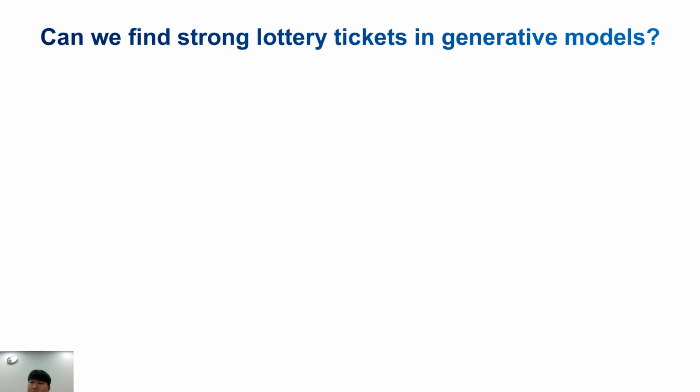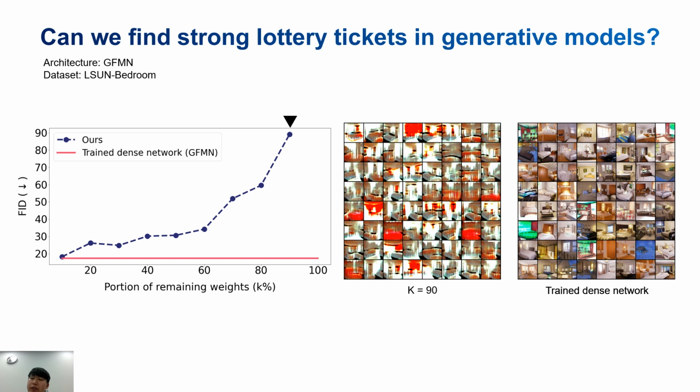From now on, I would like to talk about our experimental results. Our first experiment is a very simple and fundamental question. Can we find strong authority tickets in generative models? To find the meaningful subnetwork, we test the performance of the subnetwork by changing the remaining weight k. When most of the random weights remain, the subnetwork shows poor performance.